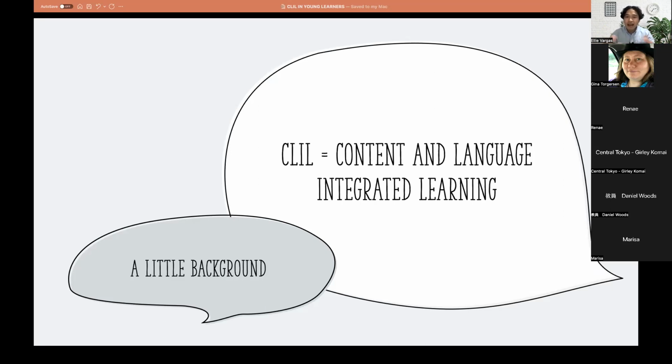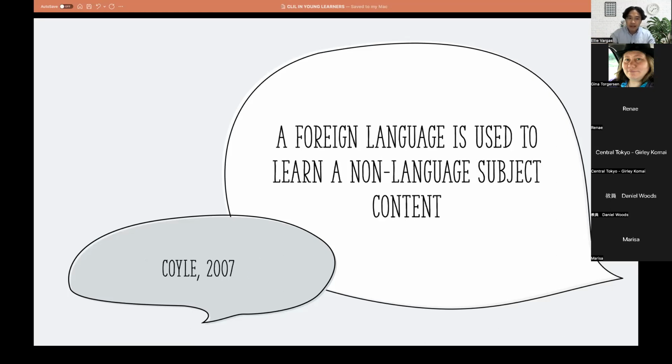So they're using the language to learn the content, to learn other subjects' content in the English class. And of course in Japan it's English, right? So they're using English to learn a non-language content like science, art, math, physical education, music, or even about SDG topics and home economics as well.